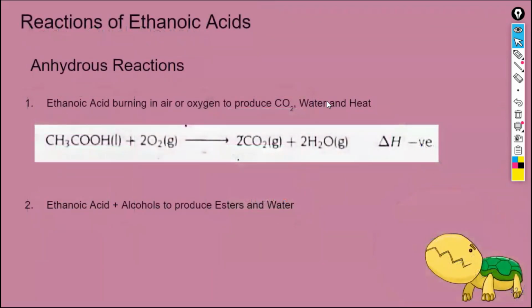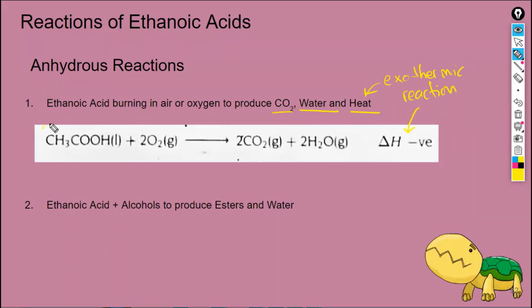Right, so here we have 2 examples of anhydrous reactions. Only one of them we're going to be discussing right now. The first one is that ethanoic acid, right? It burns in air, right? This also burns, I put burning by mistake, sorry about that. Ethanoic acid burns in air or oxygen to produce 3 things: carbon dioxide, water, and heat, which means this is an exothermic reaction. And I have the symbol for exothermic on the board here.